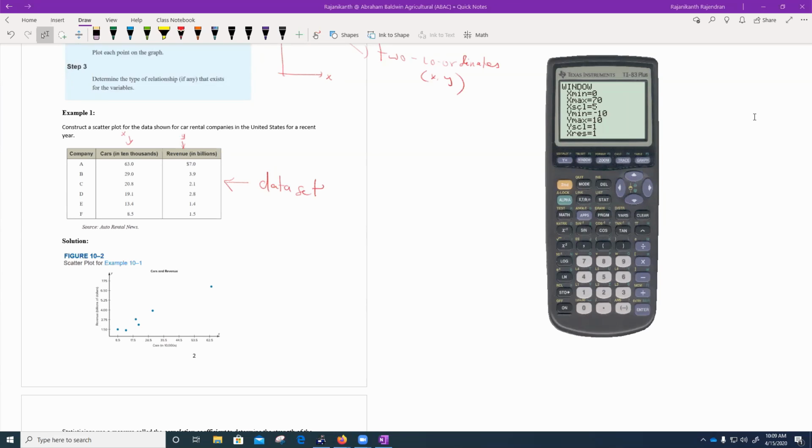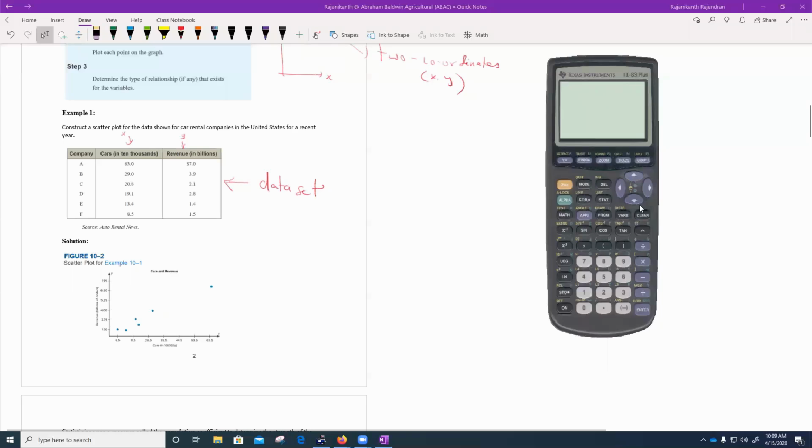Okay, so x scale you could keep 10 or 5, doesn't matter. The y values, if you look at all the y values in my revenue, there's no negative, right? So if you want, you could make the minimum 0, no problem with that. And the maximum value is 7, so let me keep that as 8. And let me leave the remaining. And I need to read this.